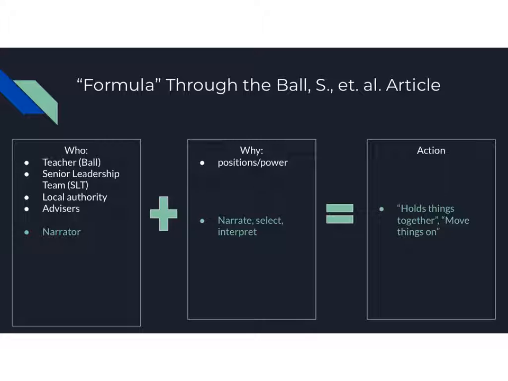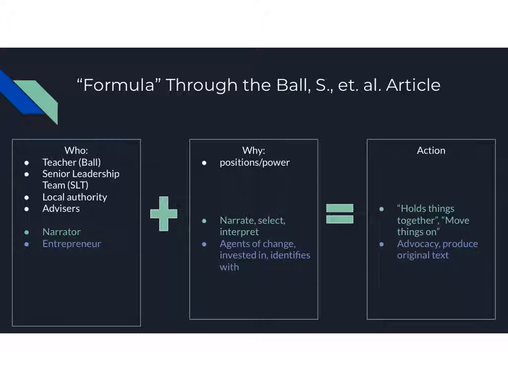So let's look at another one of the examples from Ball. Here we have the entrepreneur. Their why is that they want to be agents of change. They're invested in some change that they want to see. They're identifying with some part of that policy. And so their action and how they choose to engage in policy is going to be through advocacy and maybe even possibly producing original text about that policy.